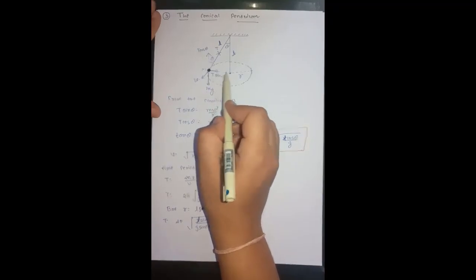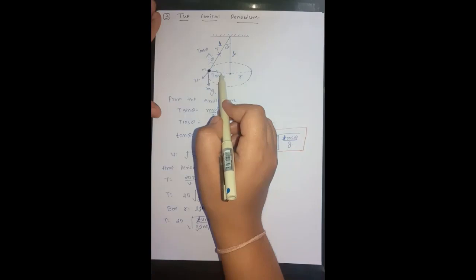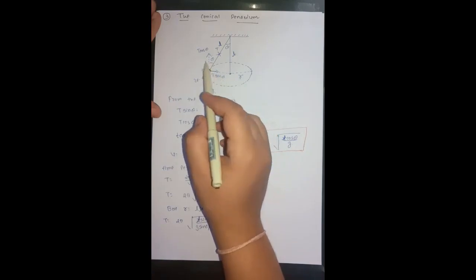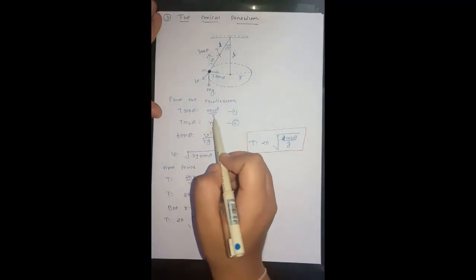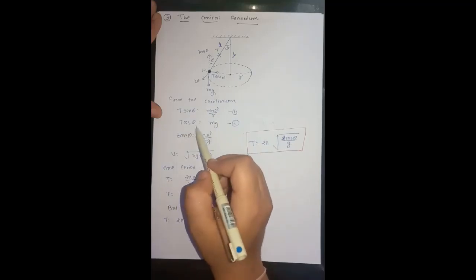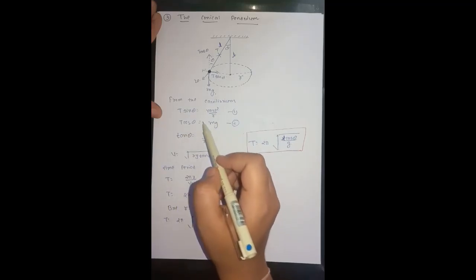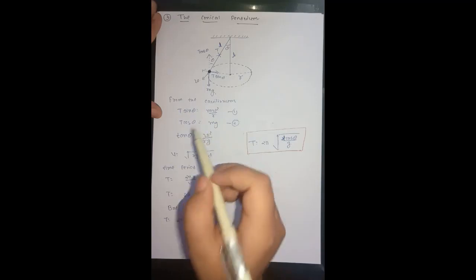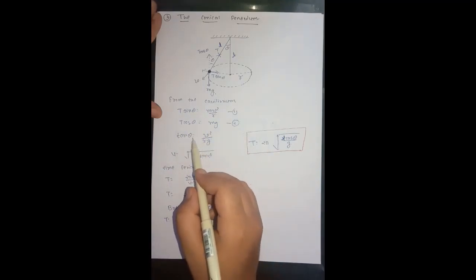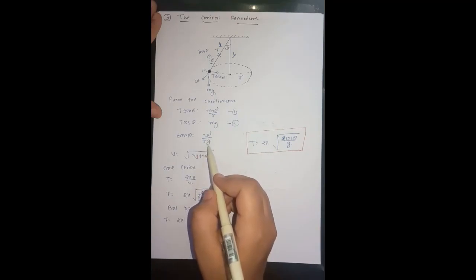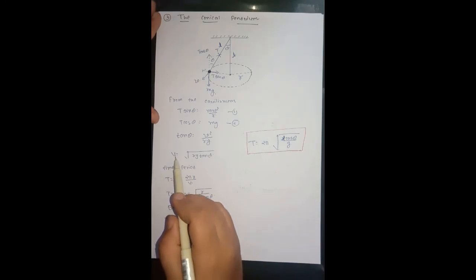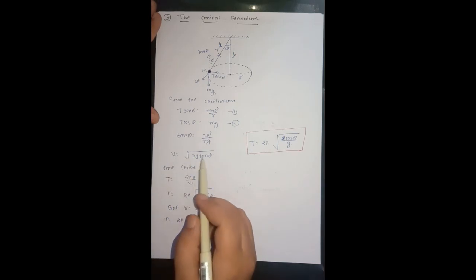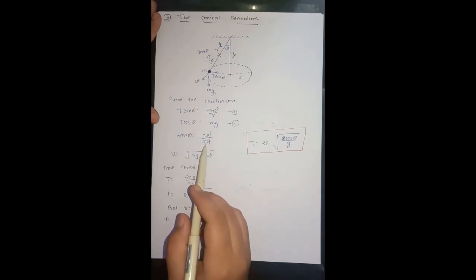This horizontal component of the tension force will provide the centripetal force. So as the situation is balanced, T sin theta is equal to mv square by r and T cos theta is equal to mg. Taking the ratio of these two, we will get tan theta is equal to v square upon rg. So from this, the linear speed of the conical pendulum bob will be equal to under root r g tan theta.